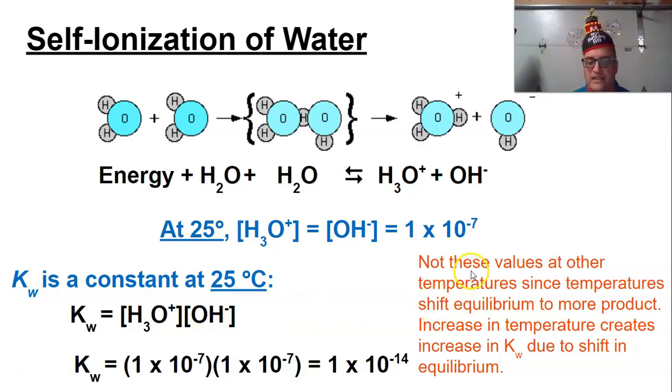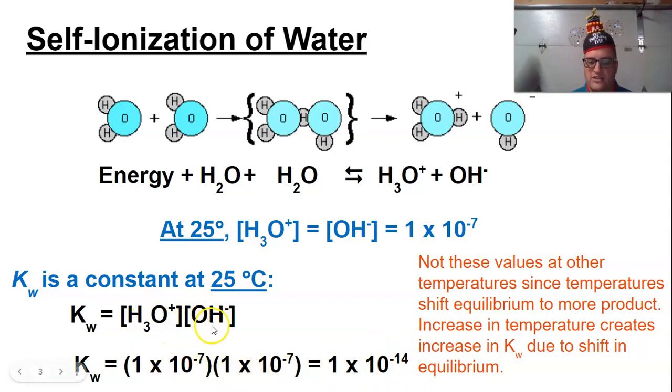Now, these values are at 25 degrees; note that they change at other temperatures, since temperature shifts equilibrium to make more product. So at higher temperatures, this value is going to be different. An increase in temperature creates an increase in the Kw due to that shift. There's always going to be a question asking you about the equilibrium amount, the Kw. However, keep in mind that just means these values change.